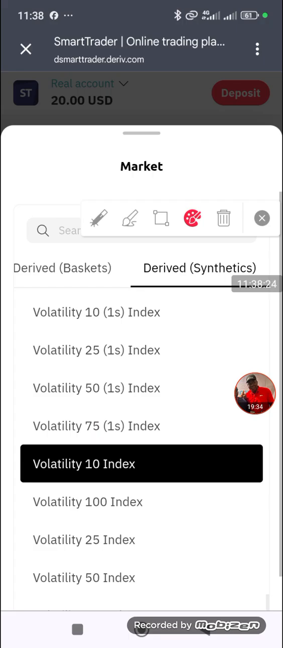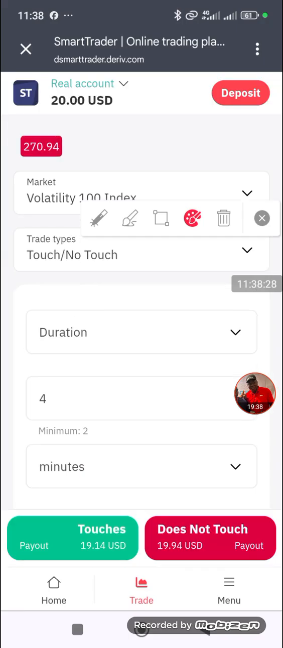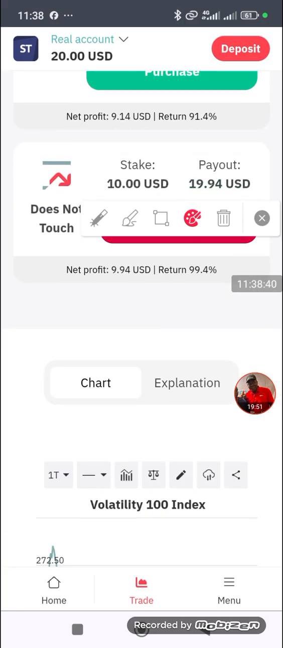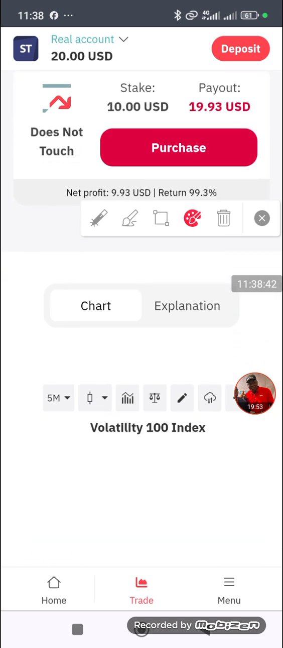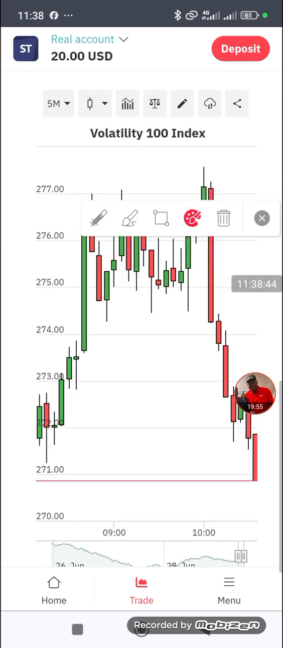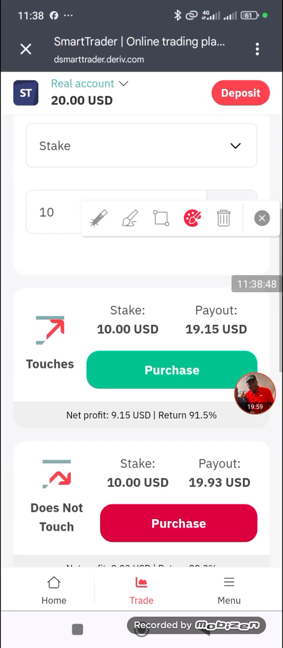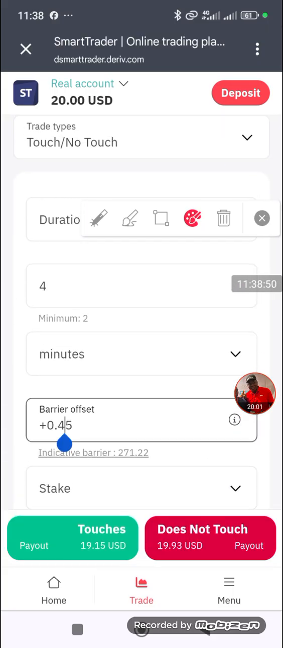So what do I do? I will change it to another index. Now, normally if you want to trade, what you need to do is check for signal, check for confirmation, and get ready for your entry. That's the normal routine for trading touch. Okay, for instance, let me see if I can still use this one.